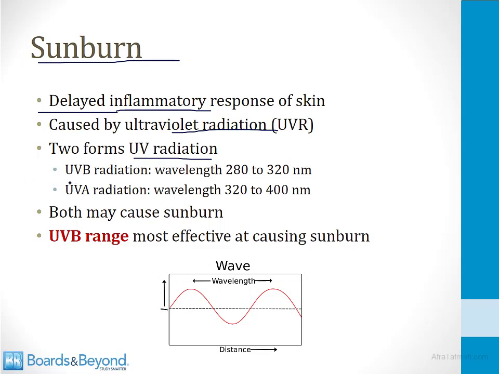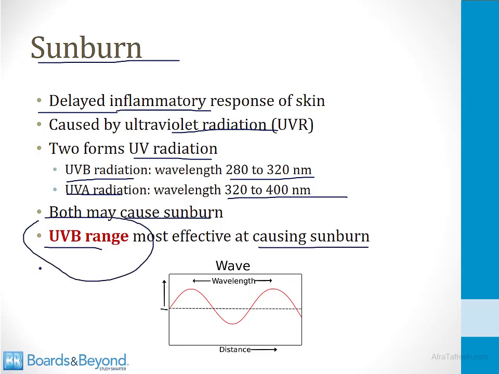The first type is called UVB radiation. The reason it's called UVB is because it has a wavelength from 280 to 320 nanometers. The second type is called UVA radiation. This has a longer wavelength, 320 to 400 nanometers. Both may cause sunburn, but UVB range is the most effective at causing sunburn. This is something high yield for you to know for your boards. It's usually the UVB range radiation that is most damaging to our skin.